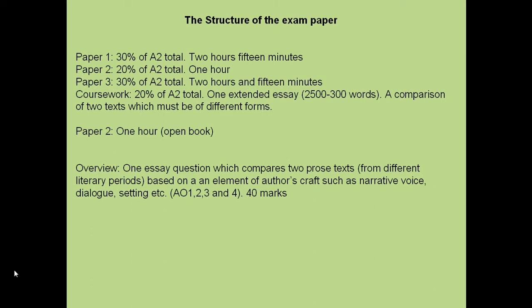So paper 2 itself is an open book examination, and it's 1 question worth 40 marks, which compares 2 prose texts from different literary periods. It'll be based on an element of author's craft. You can see that the assessment objectives it concentrates on for 40 marks are 1, 2, 3, 4.